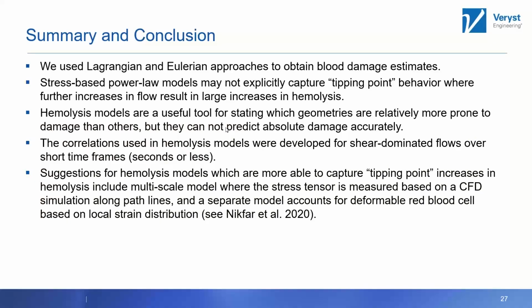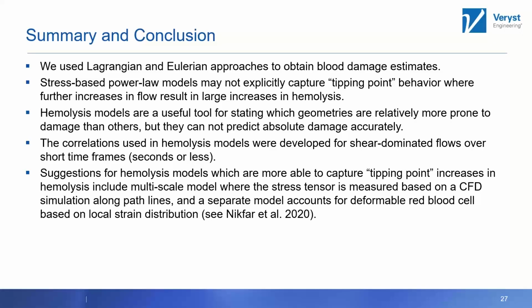For summary, we use Eulerian and Lagrangian approaches to obtain blood damage. A stress-based power law model cannot capture this tipping point behavior, where a further increase in flow rate increases hemolysis significantly. Hemolysis models are useful to say which geometry is good, or for ranking geometries when there's a slight modification in geometry. They cannot predict absolute blood damage. They can be used just to rank designs.